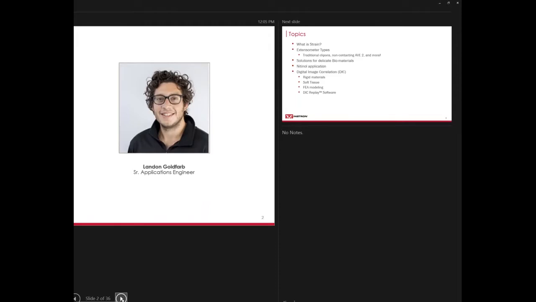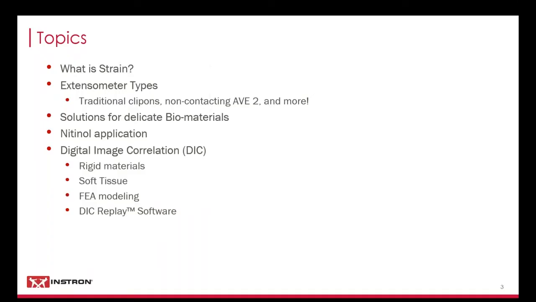A couple of the topics that we're going to talk about today. We're going to do a brief overview of what is strain. Looks like a lot of you do have some experience with strain measurement. Talk about some extensometer types. Of course, there are all different applications out there, and we have a lot of different extensometers to work with them. We're going to look at some of the solutions for delicate biomaterials, as well as a Nitinol specific application. And then finally, we'll go over some digital image correlation that a lot of people find useful for rigid materials, as well as soft tissue, working with FEA modeling. And then finally, show you the DIC replay software that Instron offers.